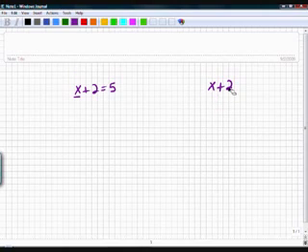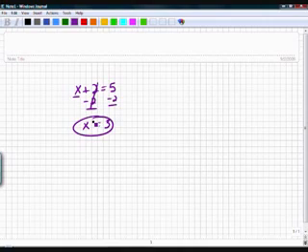Last year you may have had to do this. To get x by itself, I want to get rid of plus 2. So minus 2 on both sides. Minus 2 and plus 2 cancel. X, bring down your equal sign. 5 minus 2 is 3. Y'all remember doing that last year. Let me show you how we're going to do it this year.